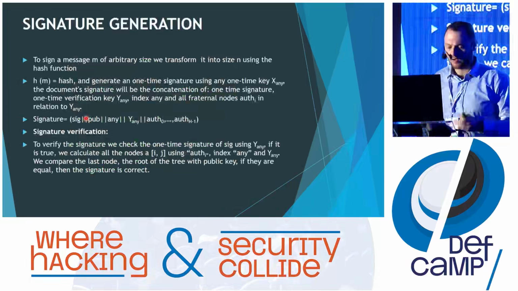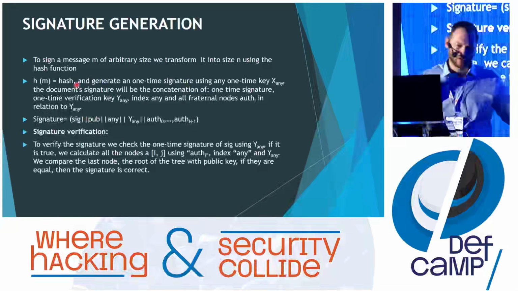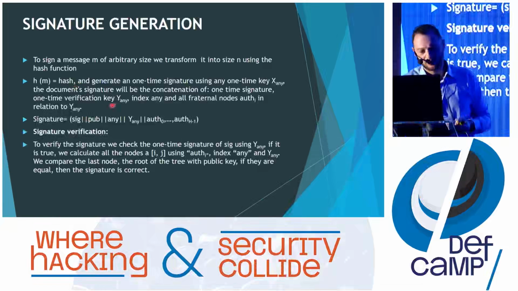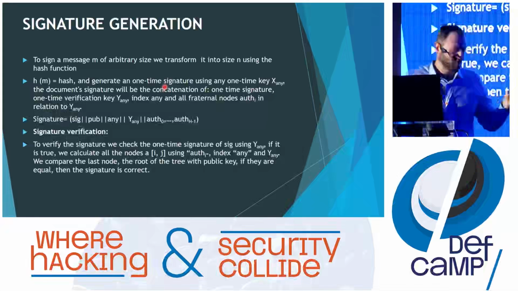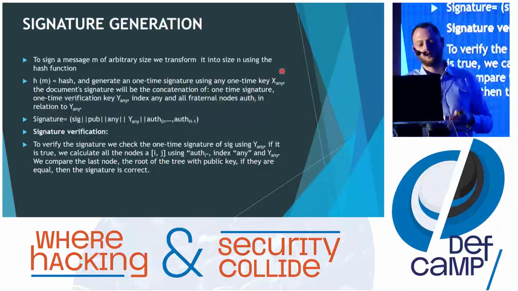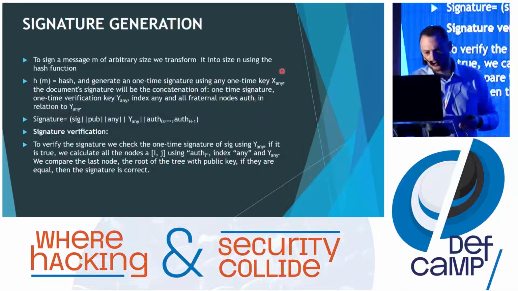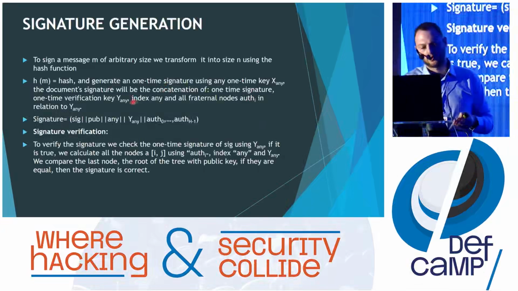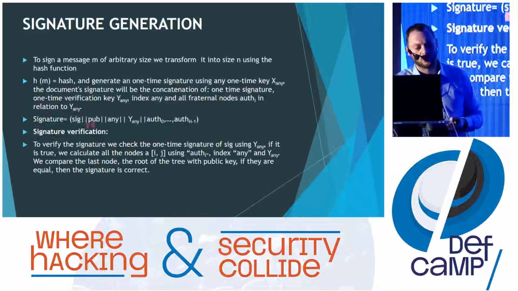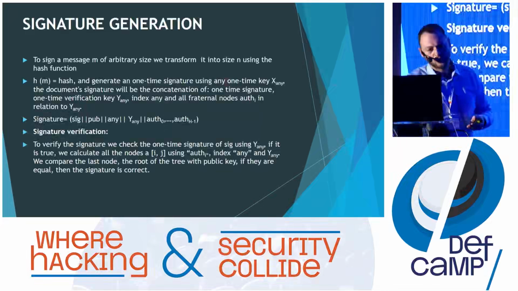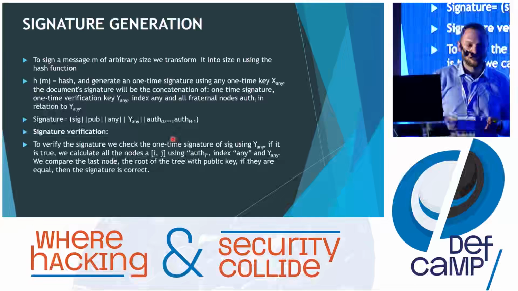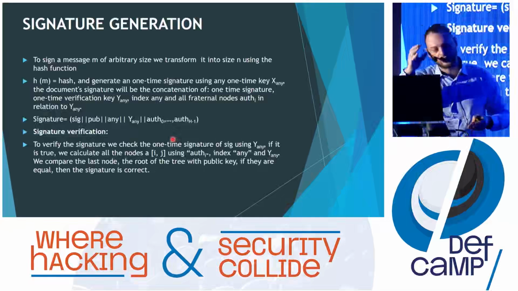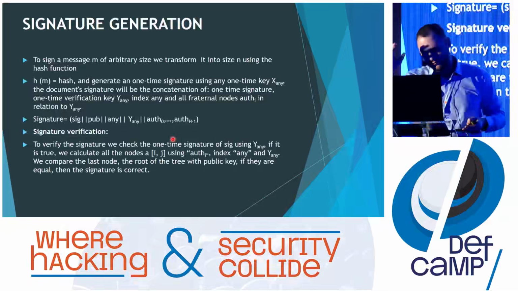Okay, how does the signature generation work? First of all, we get the message and hash it to get the n-bit message. Afterwards, we generate a one-time signature by means of Lamport, choosing any signature key. With this we begin. Afterwards we calculate the verification key, and our signature is a concatenation of this one-time signature, our public key, the index of the verification key, and all these authentication nodes, so every right node.